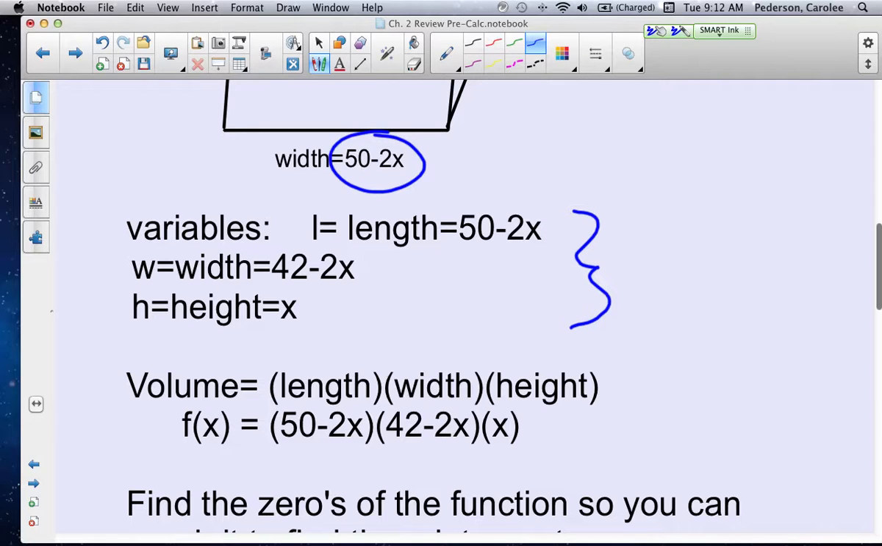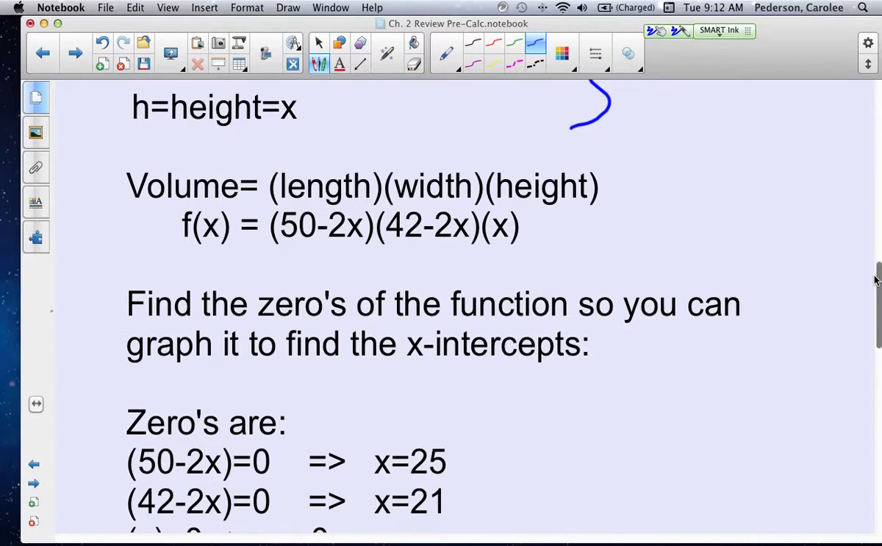So we're going to use this function right here. To find the volume of a box, we multiply the length, the width, and the height together. So you get 50 minus 2x, 42 minus 2x, and then x. And if you were to FOIL that all out, distribute it all out, you get a cubic function, like the shape of a snake. And it asks you to find the maximum, so you would use your tools to graph it to find that maximum point.